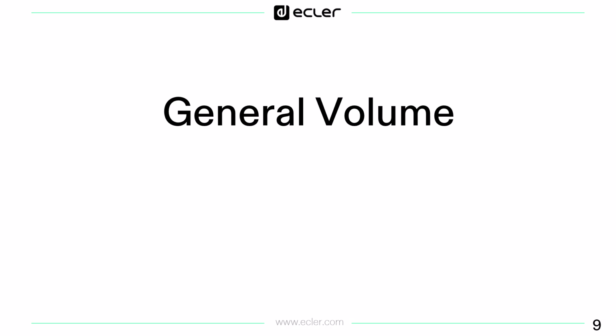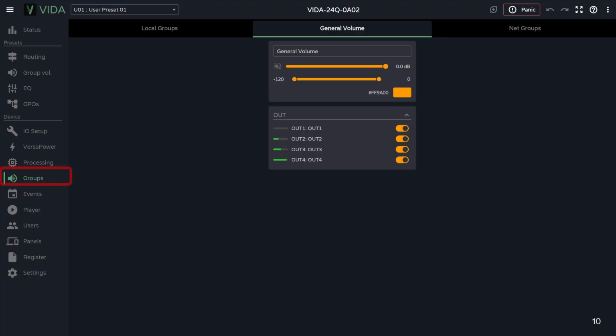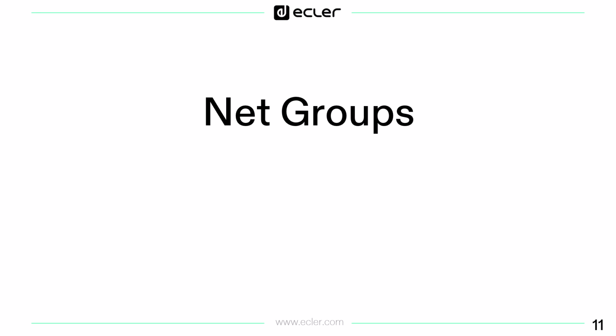General volume is similar to a local group, but you can only control the volume of the amplified output of the current device. The next tab is called Net Groups.